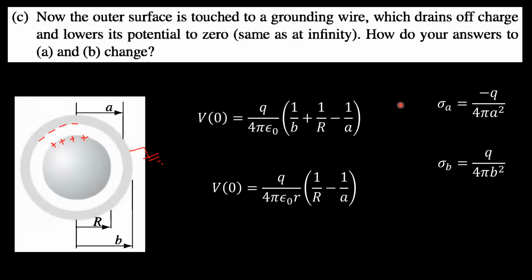So what is the effect on sigma A? Sigma A is retained as it is, because at point A you have negative charge. So this will be as it is. And what about this surface at sigma P? Sigma P will be 0 naturally, because you are grounding it.